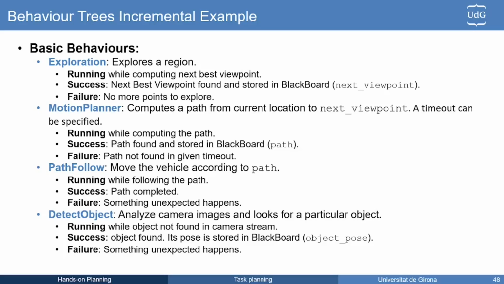Motion planner: basically running while it computes the path, success when the path is found, failure if there is no path. Path follow: running while it's following the path, success if the path is complete. Failure, we will assume that it never returns failure, okay? But it should, if something unexpected happens. In the exercise, I've not planned what happens if this one returns a failure. I assume that it always works to make the exercise a little bit simpler.